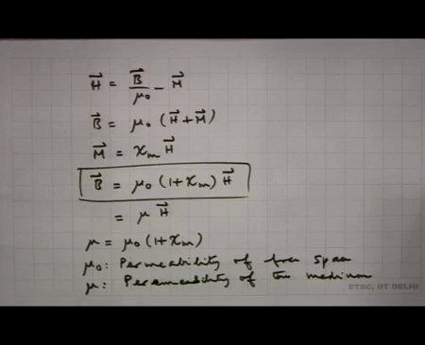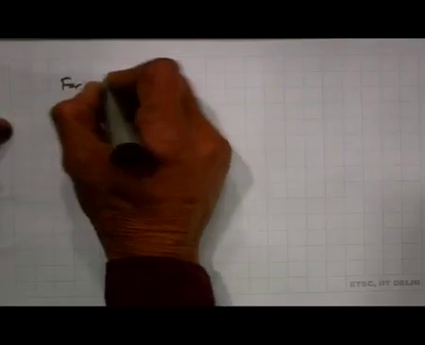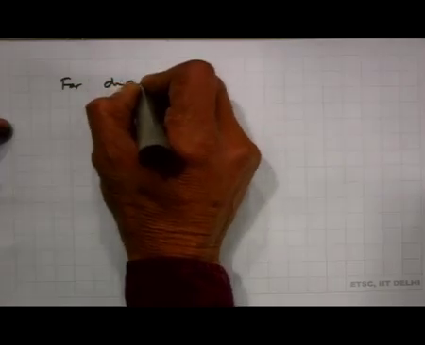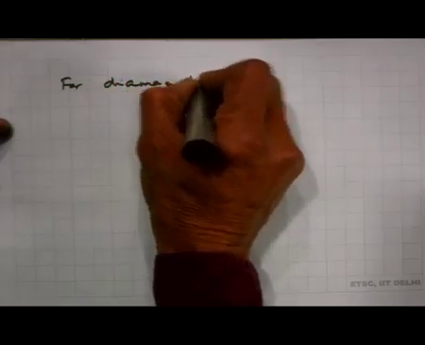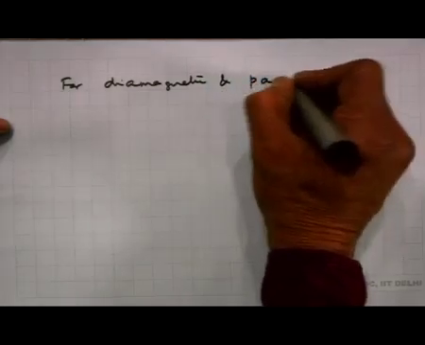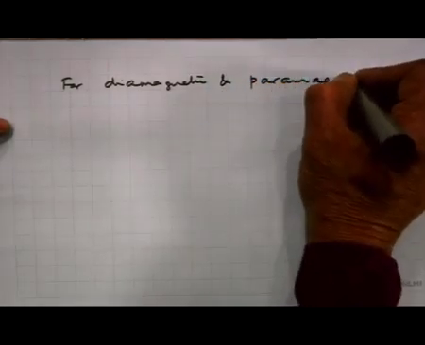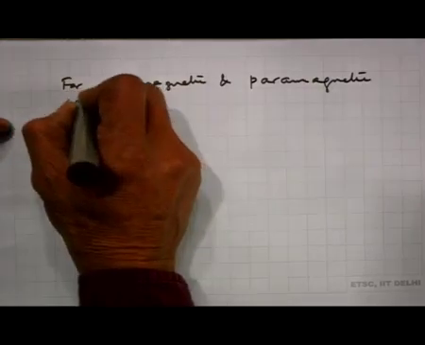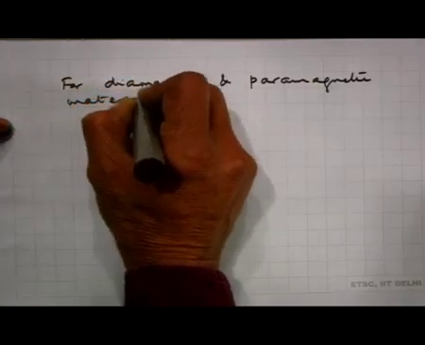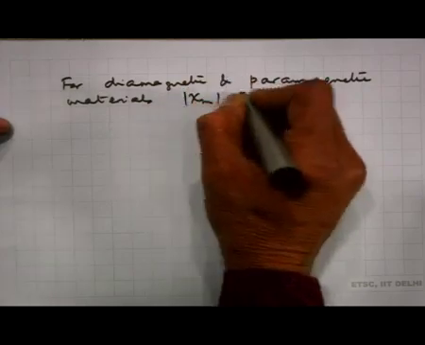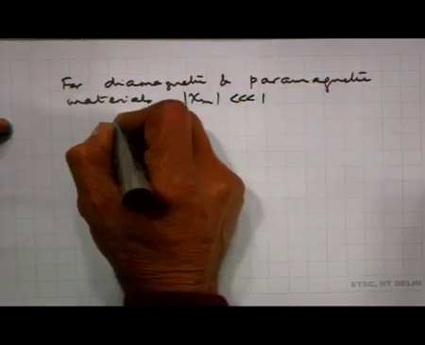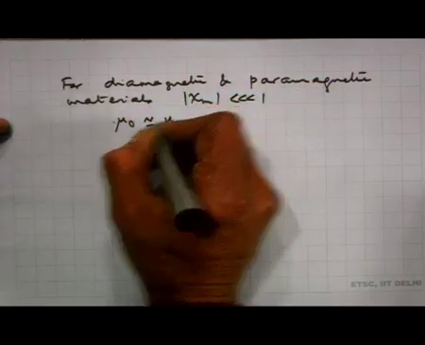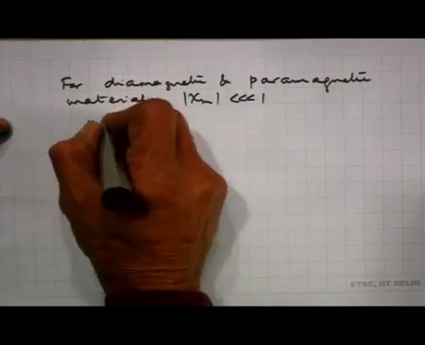So, it depends on the susceptibility, and as I mentioned before, for diamagnetic and paramagnetic materials chi m is much less than 1. So, mu is approximately equal to mu naught.